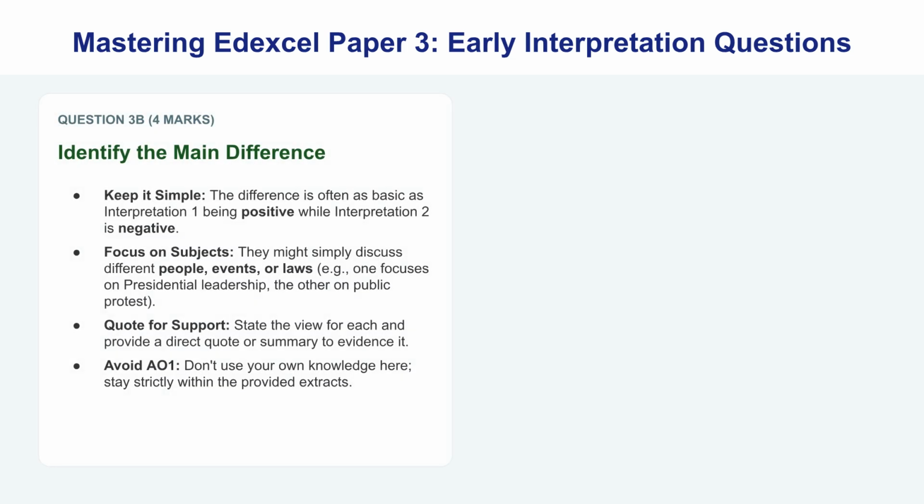Next, we look at the early interpretation questions. You are given 2 interpretations in this paper. For question 3b, you are asked to identify the main difference between the 2 interpretations. Keep it simple. And usually the answer can always be that one is positive or negative. Or, alternatively, it will be obvious that each focuses on a different event or person, for example. You will need to give a quote from each interpretation to support your point.